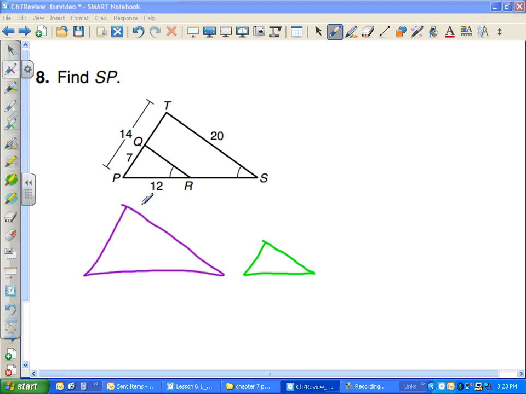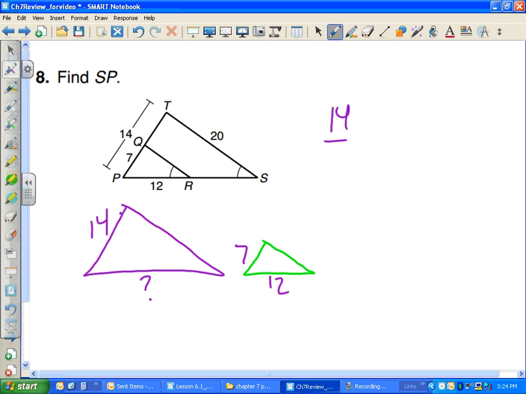Now remember, this long side right here is 14. The long side is the one I don't know. What about this smaller one right here? Well, this one's 7, and this one's 12. You can make a proportion here. 14 is to this, as this is to this. There's so many combinations here. It's up to you how you want to write those out. I'm going to multiply these 2 across like this. 14 times 12, and what's that? 14 times 12 ends up being 168.